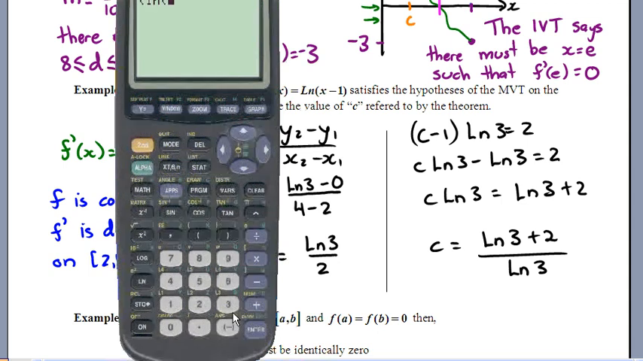We've got ln of 3, add 2, there's my numerator, divided by ln of 3. So this number should be somewhere sandwiched inside that interval from 2 to 4. Yep, 2.82. Okay, so everything's totally checking out.